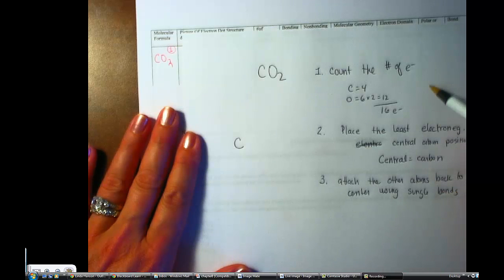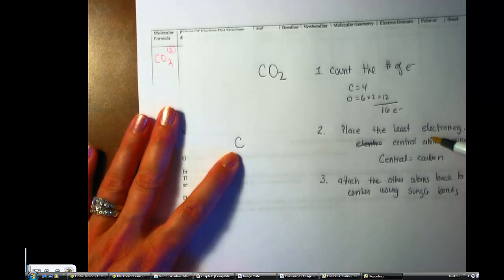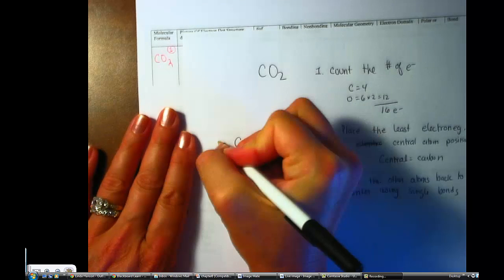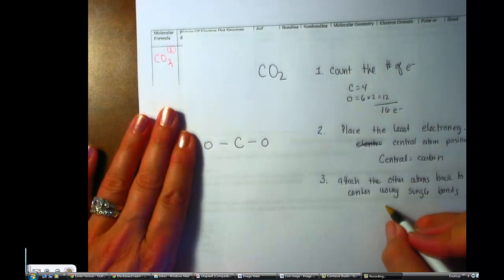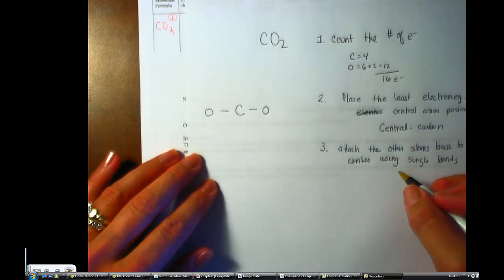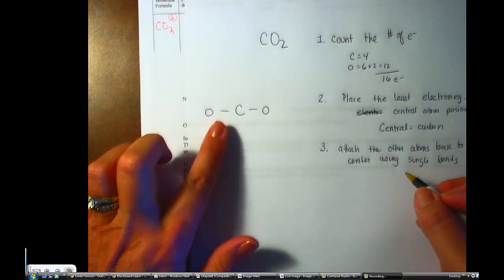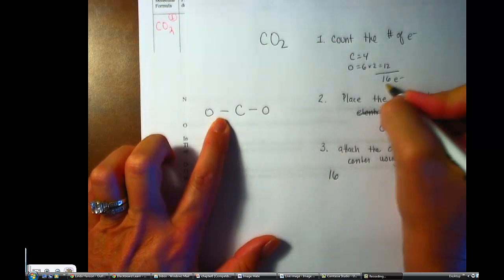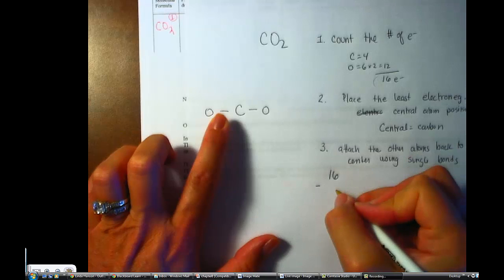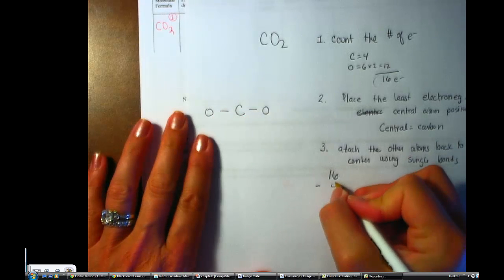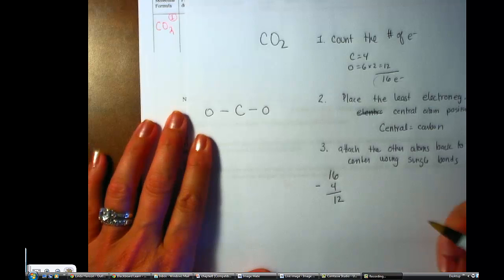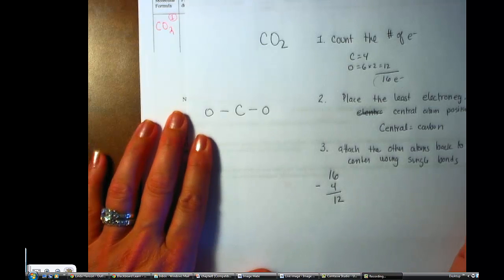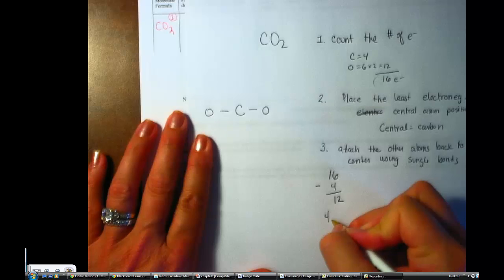All right. Step 1, we counted the dots. Step 2, we placed the central atom, the least electronegative, which is carbon, and now we're going to attach back to the central atom using single bonds, and I want you to tally up what we've used already for our particular bonding. Remember, each single bond represents 2 electrons. We had 16 to start with. We just used up 1, 2, 3, 4, giving us 12 remaining. Tally what's left after we attach the central bonds.